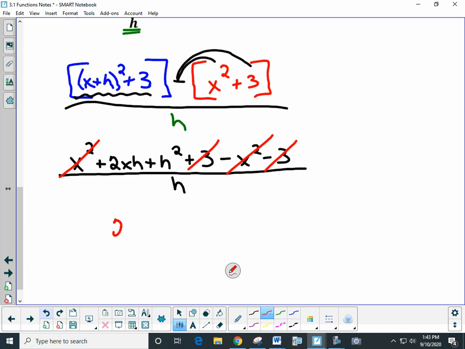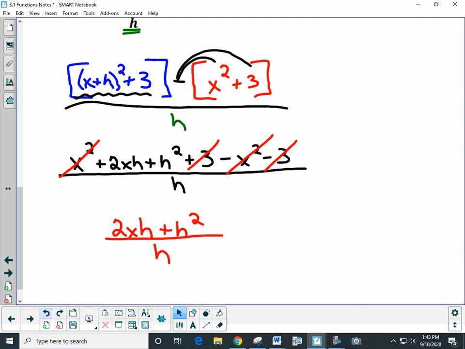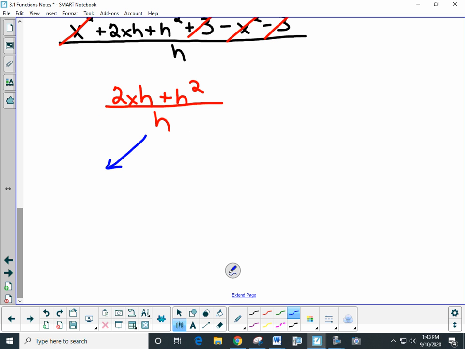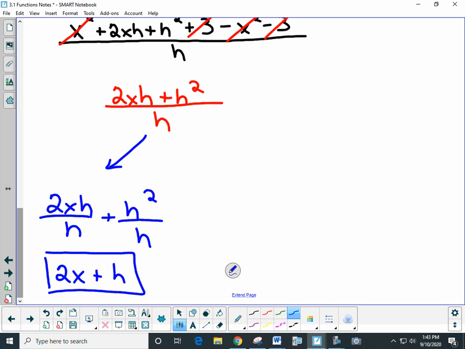All right, so let me recopy what we have here. 2xh plus h squared divided by h. And now there's two schools of thought on how to simplify this. Some people will go this route. They will split it up into two fractions and then reduce it to 2x plus h, because the h's cancel here and one h cancels in the top with the h in the bottom.